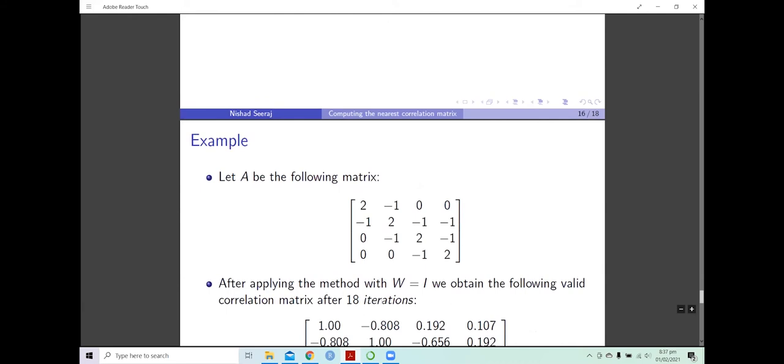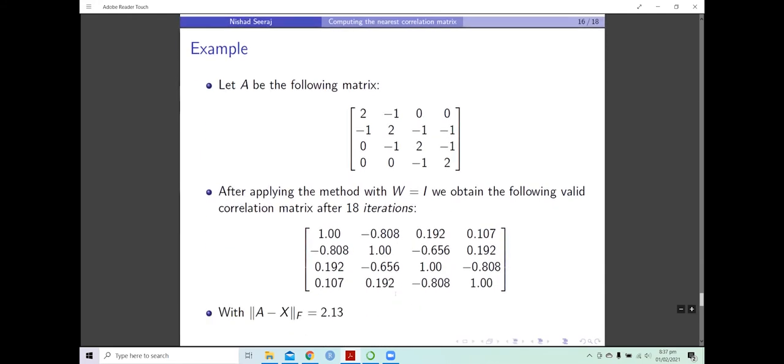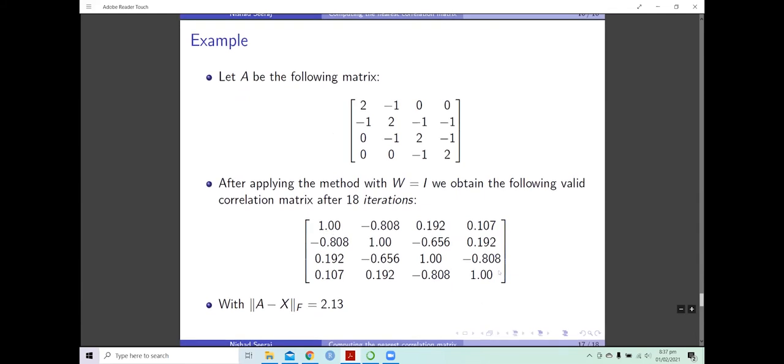And you can see after 18 iterations, not very fast, but I'll get to that in a second, we obtain this corrected matrix here. You can see that diagonals converge to 1, and all of the elements are bounded between -1 and 1. And you take the norm here, and this is the distance between A and X. F stands for Frobenius norm, which is pretty much the matrix version of the standard Euclidean norm.